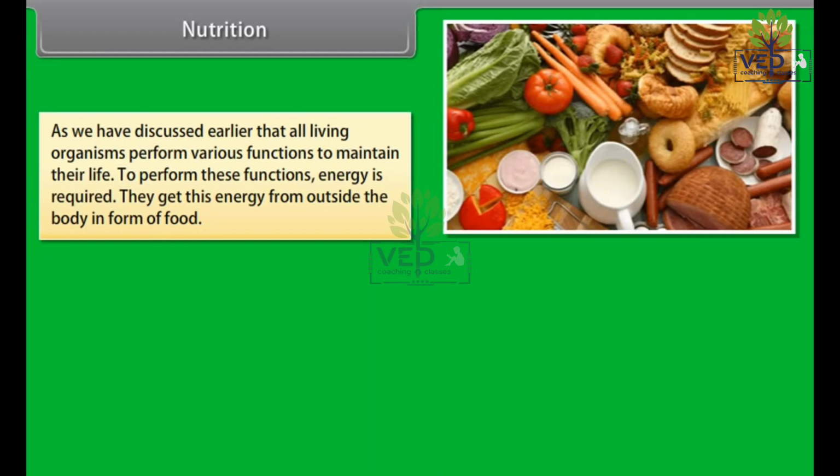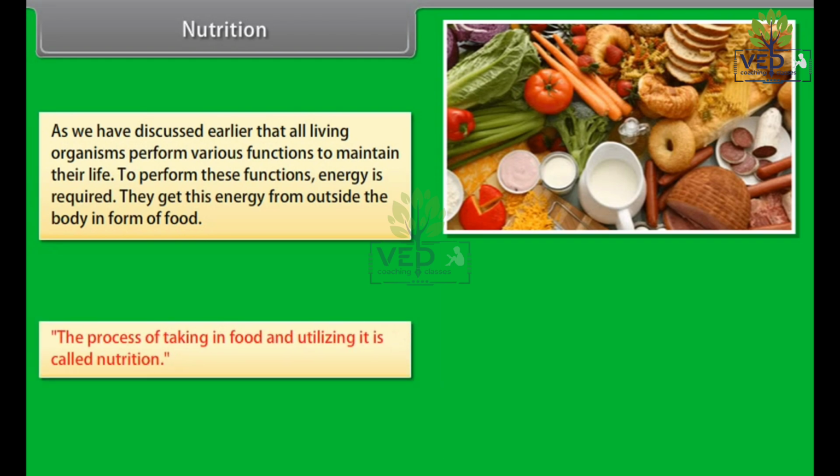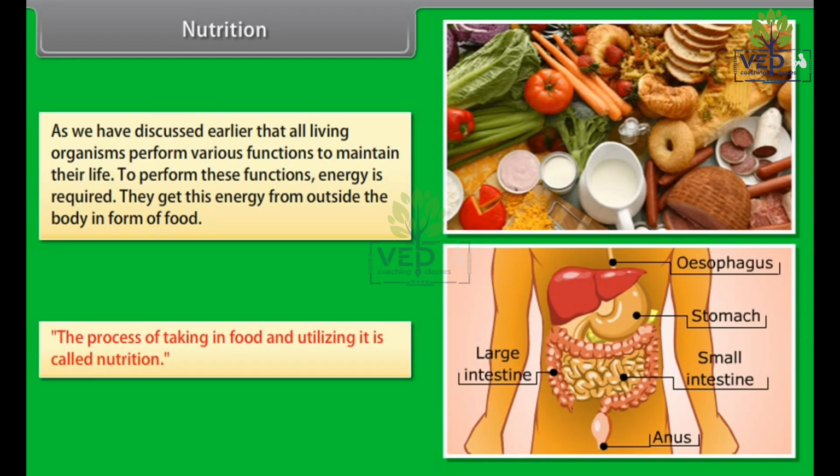As we have discussed earlier, all living organisms perform various functions to maintain their life. To perform these functions, energy is required. They get this energy from outside the body in the form of food. The process of taking in food and utilizing it is called nutrition.